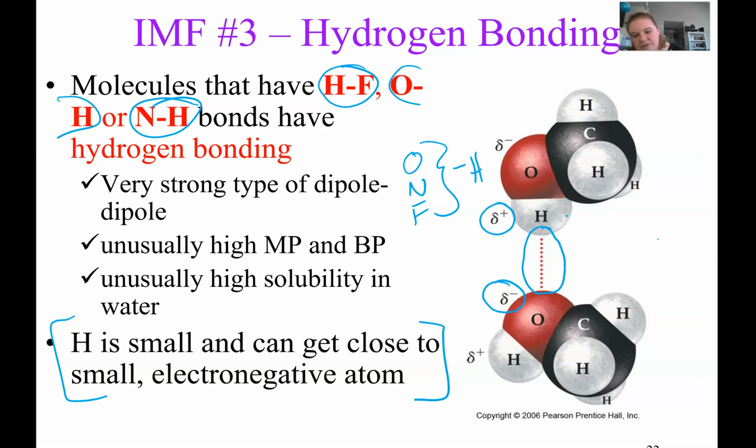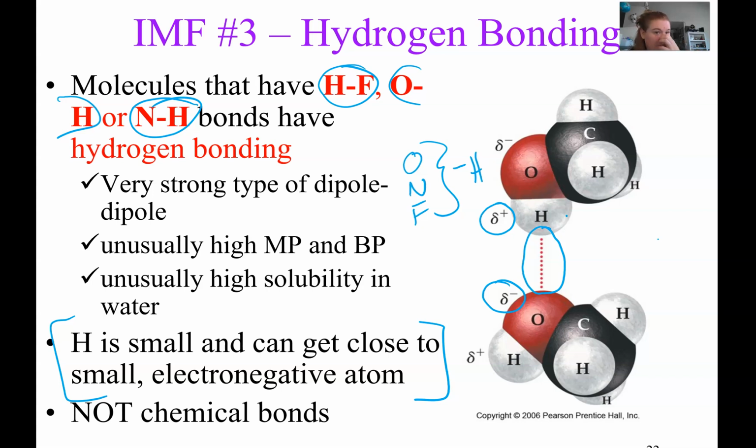The term hydrogen bonding is a little misleading. These are not bonds. They're not chemical bonds. It is just an attraction. All the attractions we've talked about so far are temporary. As soon as the molecules move past each other, that attraction goes away. So these are all temporary attractions.